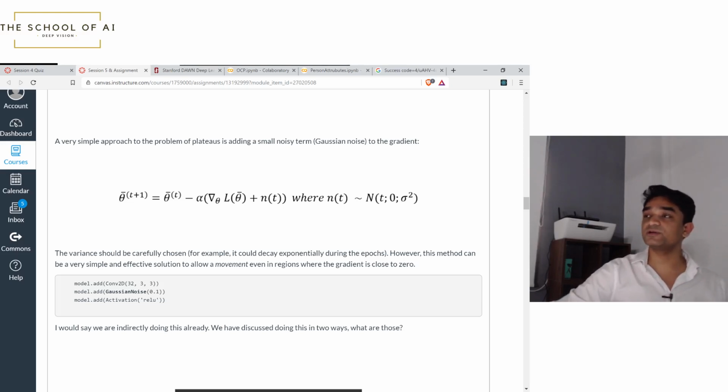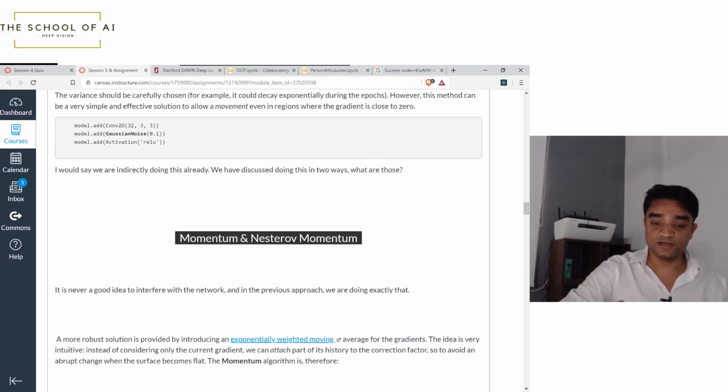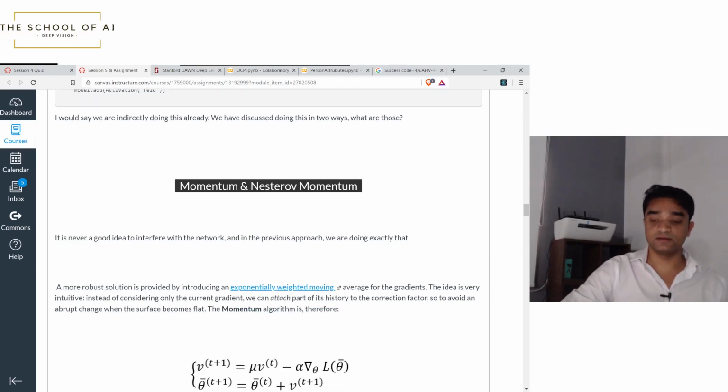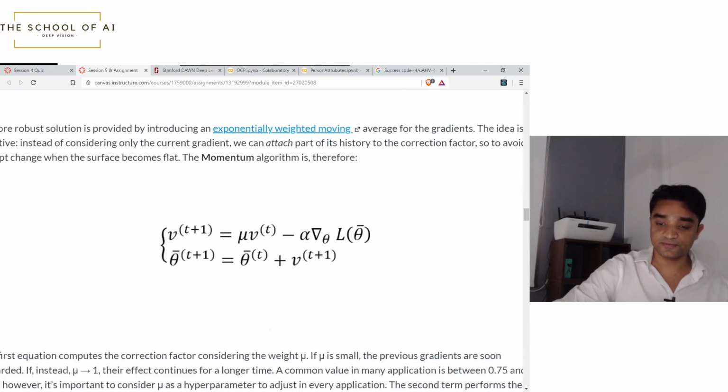Now, if you are actually using, let's say, cutout directly, you may not even have to use dropout for regularization. That is what I'm saying. I would say that we are indirectly already doing this by dropout. When you do dropout, some of the pixels are dropped, which means the next layer is already going to get some sort of noisy input. Okay. Now comes the momentum part. The same stuff which we discussed.